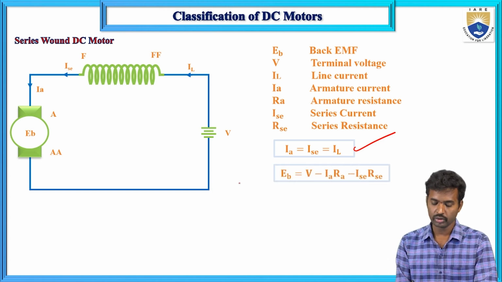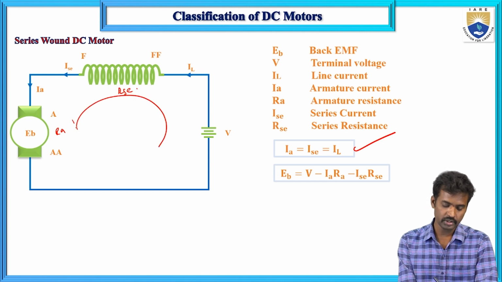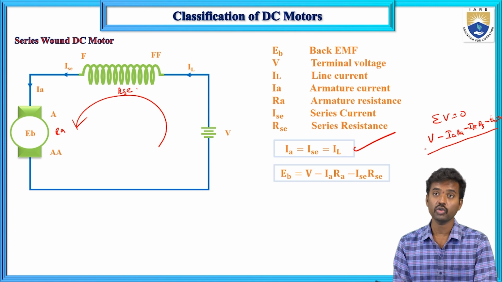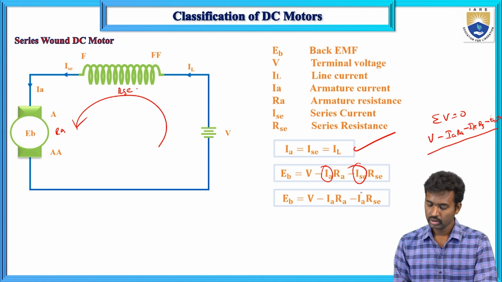Now EB is related to RA and R series. Considering this direction, by KVL the algebraic sum of total voltages in a loop equals 0. So V minus IA RA minus I series R series minus EB equals 0. But IA and I series are the same, so you can substitute IA in place of I series.